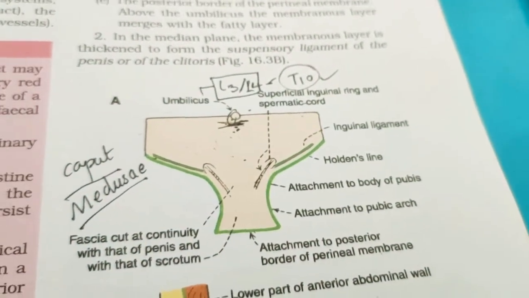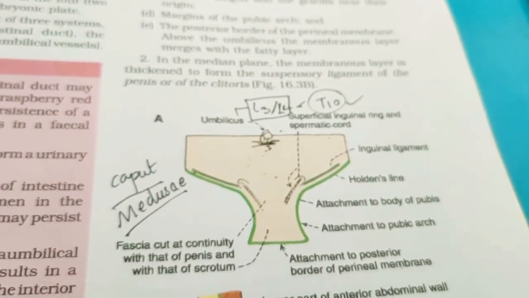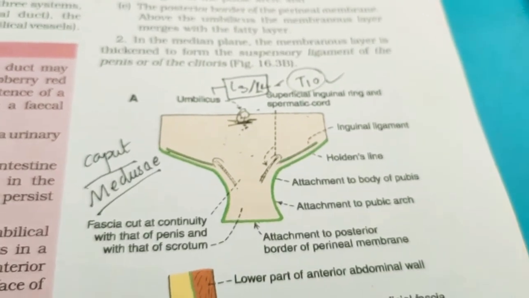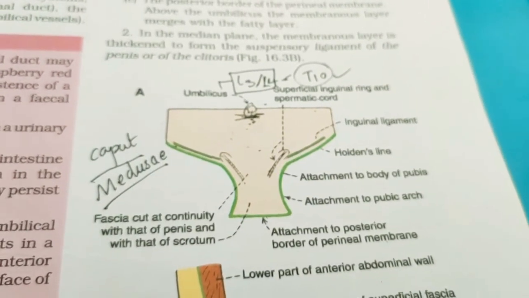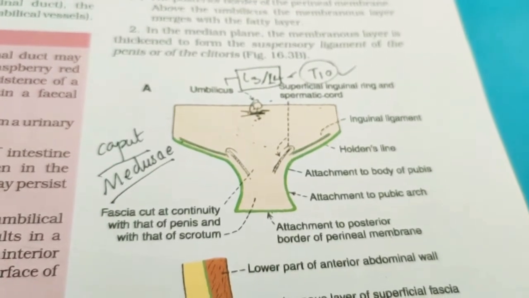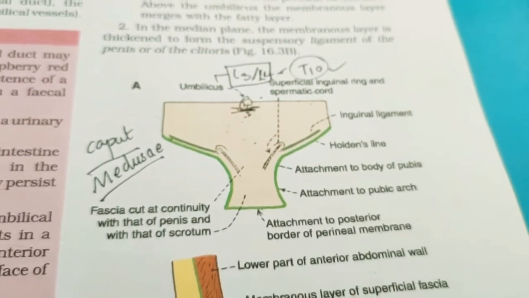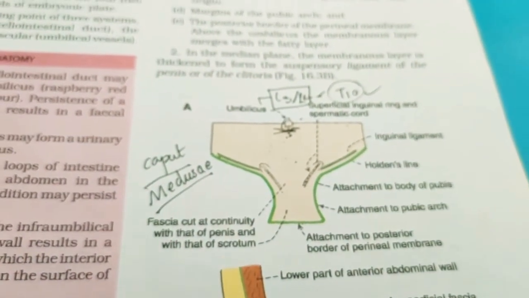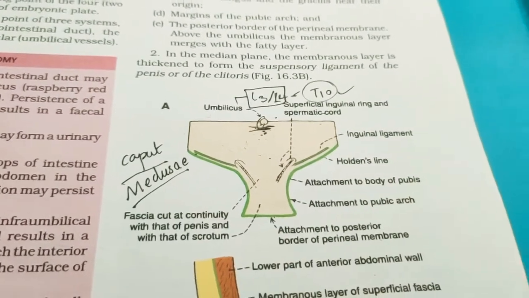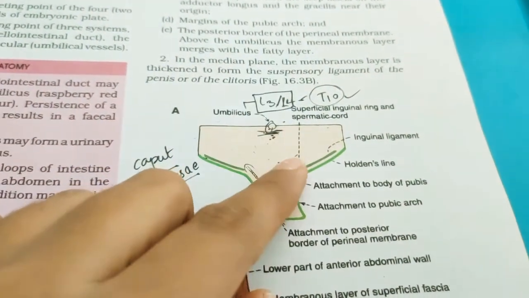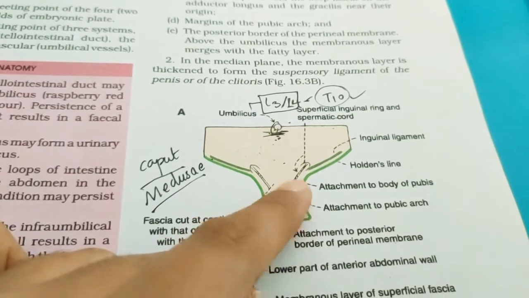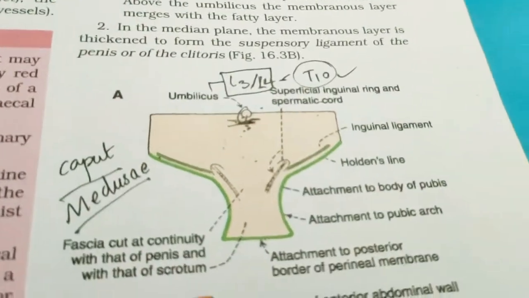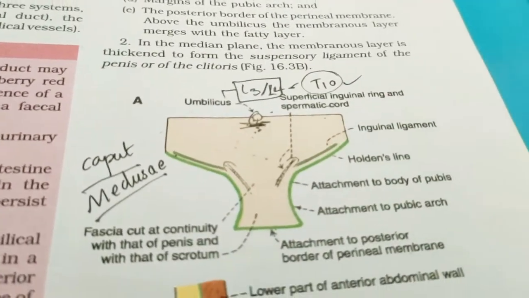So now coming to the clinical anatomy of the umbilicus. The remnants of the vitellointestinal duct may form a tumor at the umbilicus called a raspberry or red tumor, also called a cherry red tumor. So remember this red cherry or raspberry, they form a tumor because of the vitellointestinal duct at the level of the umbilicus. And this results in a fecal fistula at the umbilicus. Next, persistence of the urachus may form a urinary fistula opening at the umbilicus. Okay, so sometimes the urachus may also persist and form a fistula which will open into the umbilicus.